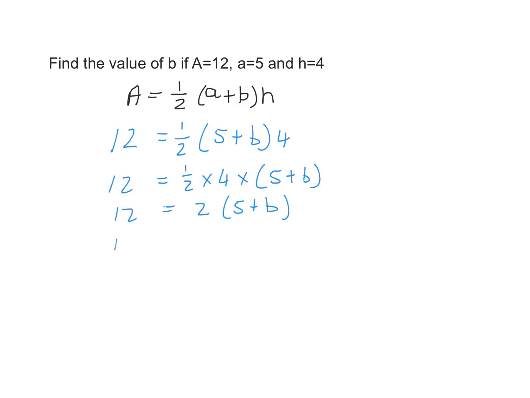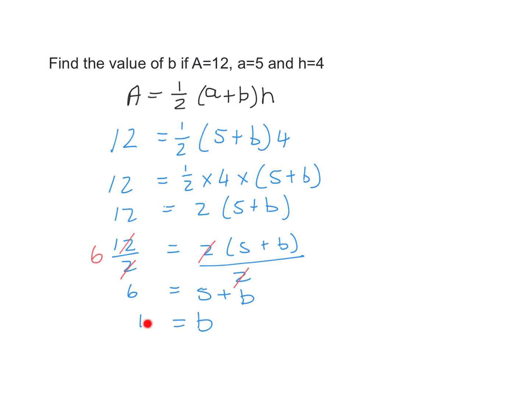My next step is to divide by 2 on each side, because I want to get rid of this number over here, which is multiplied by 2. So I'm going to go 2(5 plus b) over 2, and obviously that cancels with that one, and 2 goes into 12 six times. The next line is going to be 6 equals 5 plus b, and I'm going to move the 5 across to this side, therefore 1 equals b, and therefore clearly b is equal to 1.